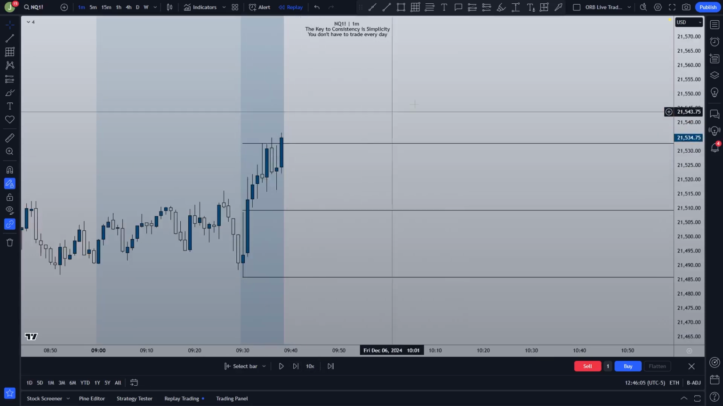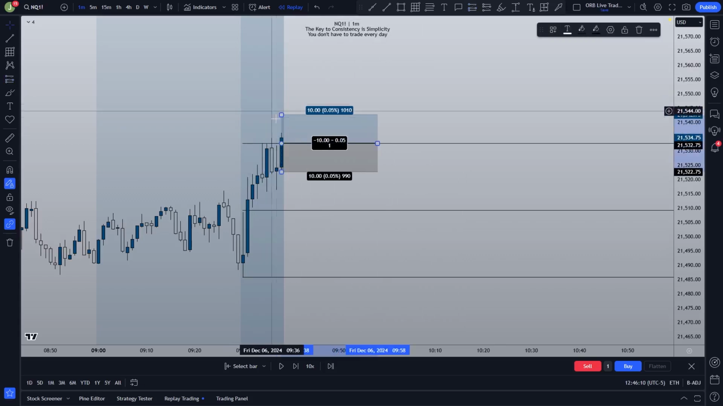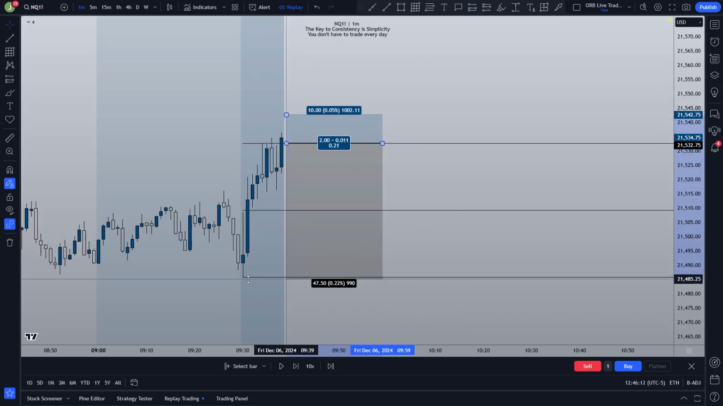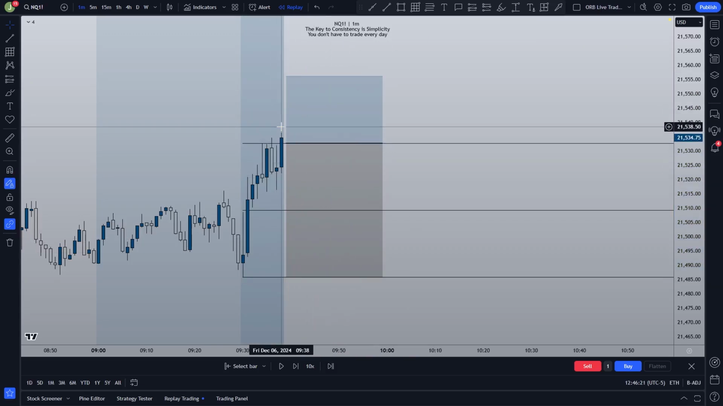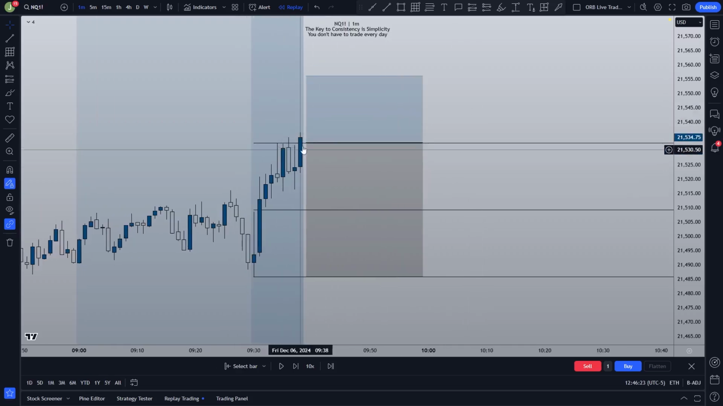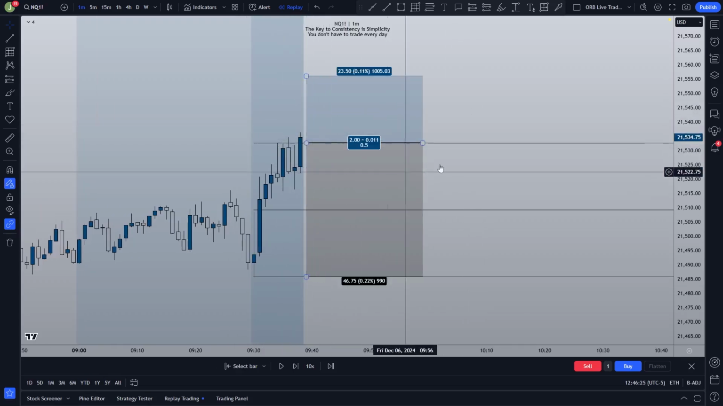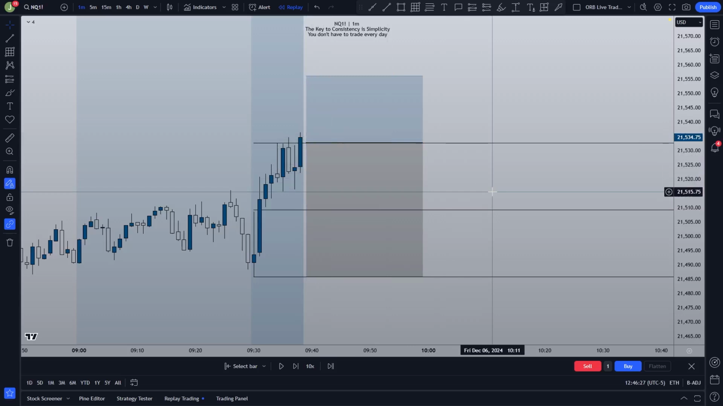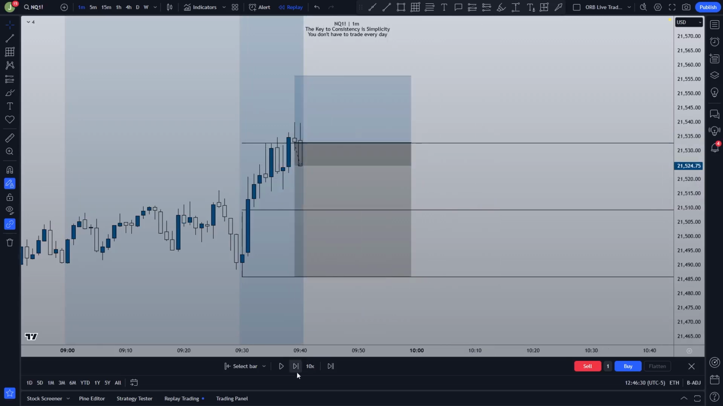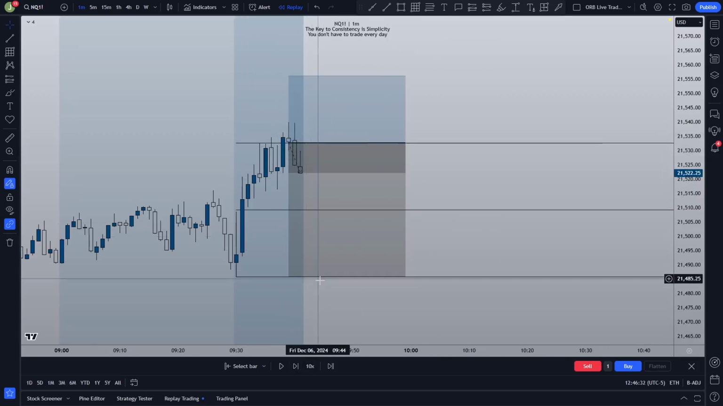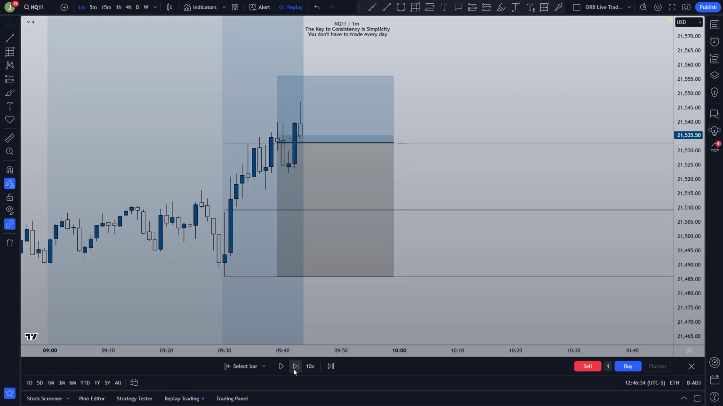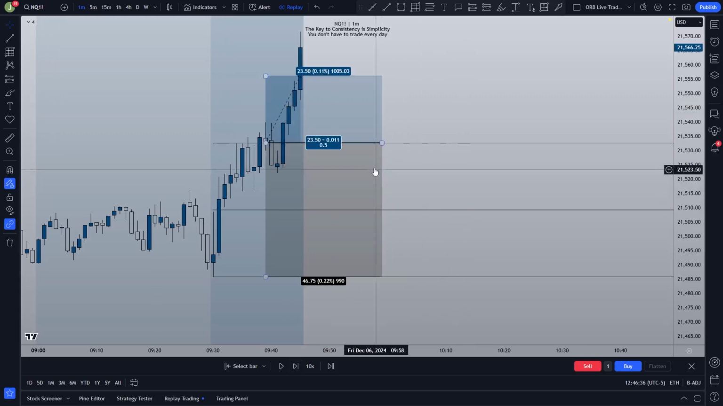Now that we have a closure above the range, I'm going to go ahead and set a limit order at the very top of the range. And I'm going to put the stop loss at the bottom of the range. And my take profit is going to be 0.5R. So this limit order will get tagged in upon a retrace, and most of the time, this happens within the next couple of candles. So let's play price forward and see what happens. Okay, so we're tagged in basically immediately. And as price continues on, we win.